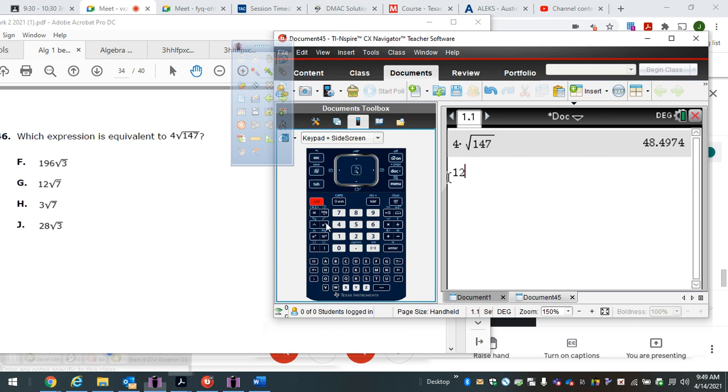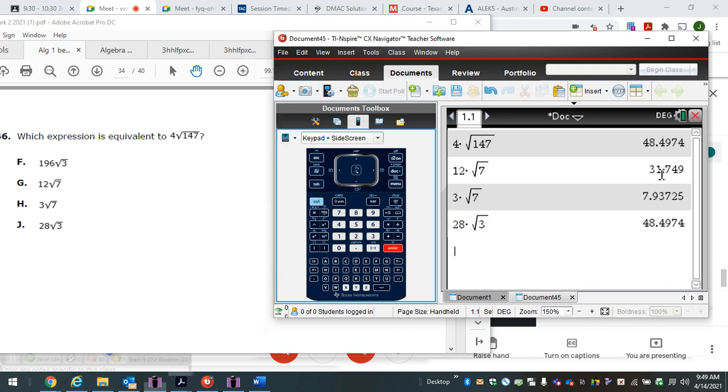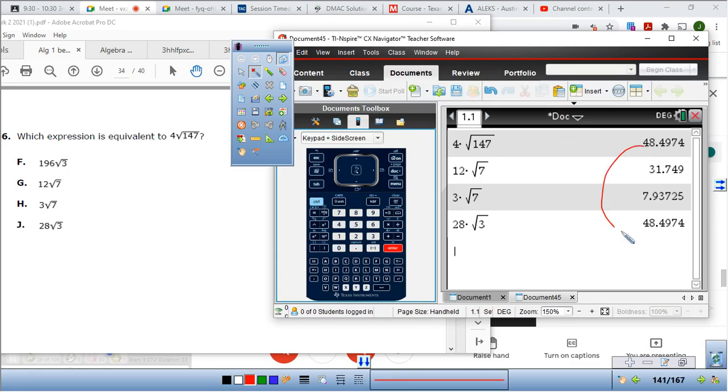12, control 7. No. Then we'll go 3, control 7. No. And we'll go 28, control 3. Okay, so the same answer appears. So this one and this one, J.